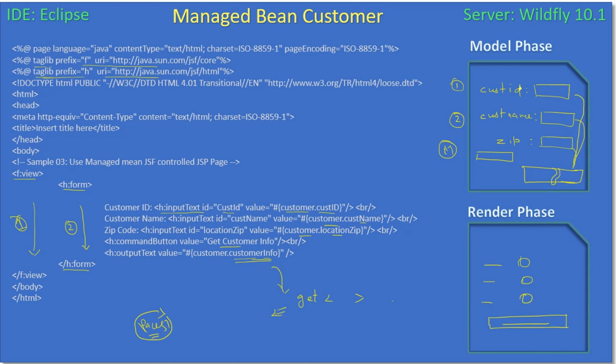Alright, so that's the model phase. From the model phase it read the data and all the processing takes place. Then it displays the form again, and that time it performs rendering. So it reads all this and displays that in the corresponding field along with the output text.